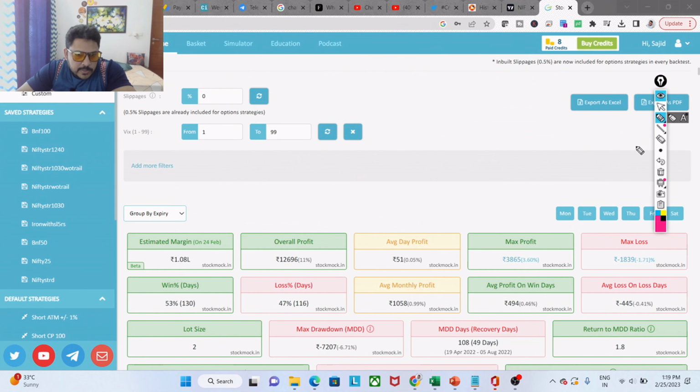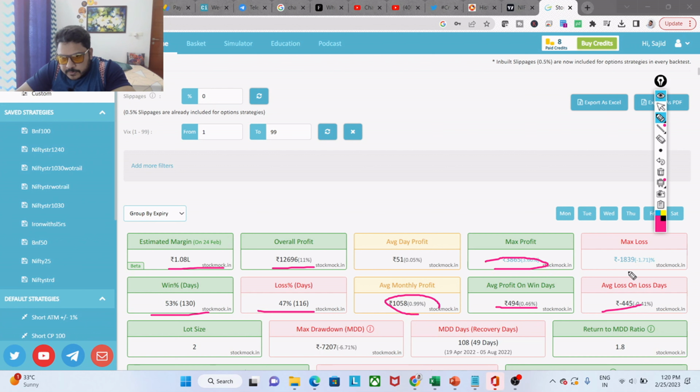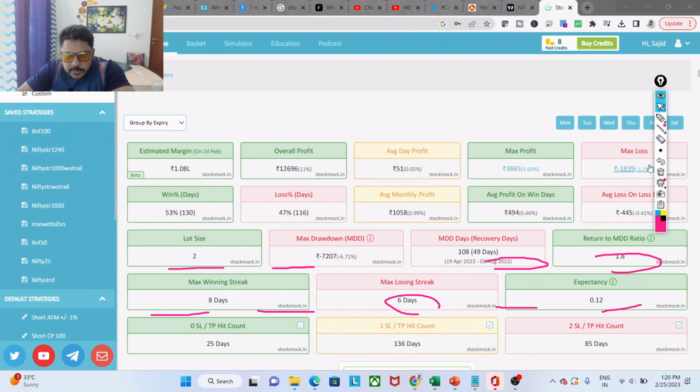Is it a good strategy or a bad strategy? 1 lakh margin, overall profit 11%, 53% win days, loss days 47%, average monthly profit 1000, win to lose ratio 1:1. This is good. This is 1:2, which is really good. Then let's go down.